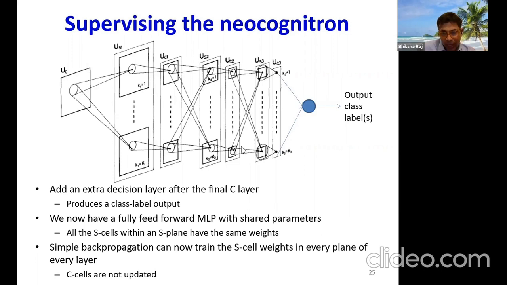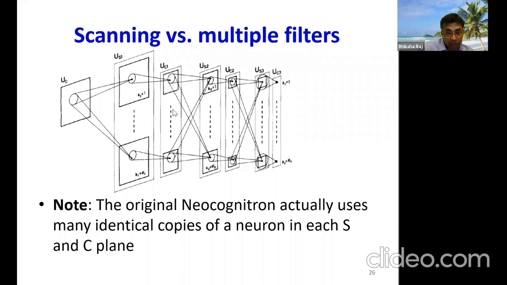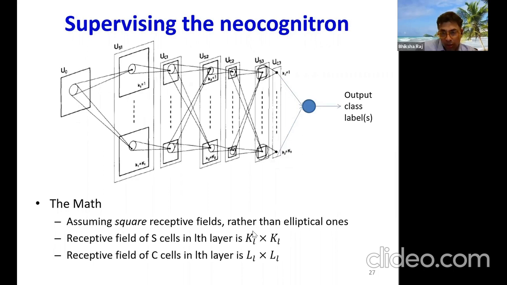Now, again, note that the original neocognitron as Fukushima had it actually has entire S planes with many, many copies of a single neuron. So all of them are identical. Each of these had an elliptical receptive field. Now in LeCun's model, the elliptical receptive field was changed to a square receptive field. So the S-plane neurons have a K by K receptive field, where the size of the receptive field is dependent on the layer. And the C-plane neurons also have a receptive field which is square. And again, the size of the receptive field may change with the layer.